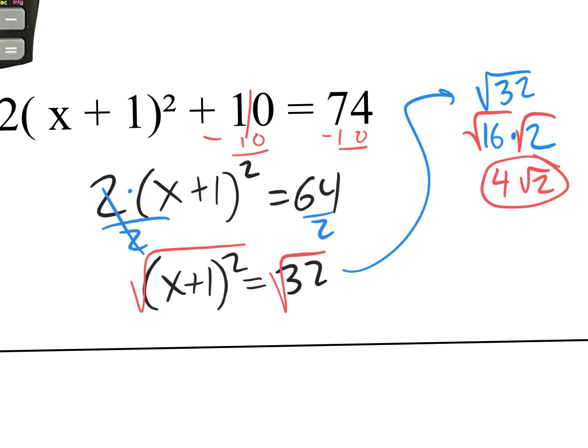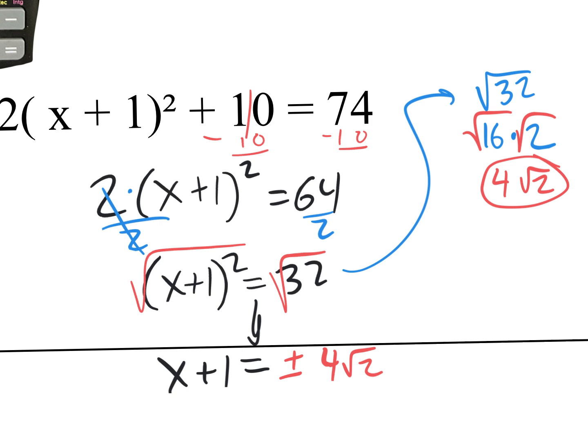So what I really have here is my equal sign that comes down. On the left side, I have x plus 1. And on the right side, I do have a plus or minus in front of my answer. Whenever you apply a square root in an equation, you have to put a plus or minus in front of the answer. And the answer is 4 square root of 2. So what we really have is plus or minus 4 square root of 2.